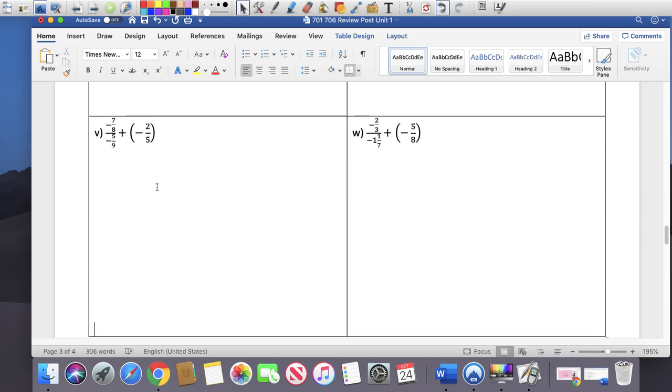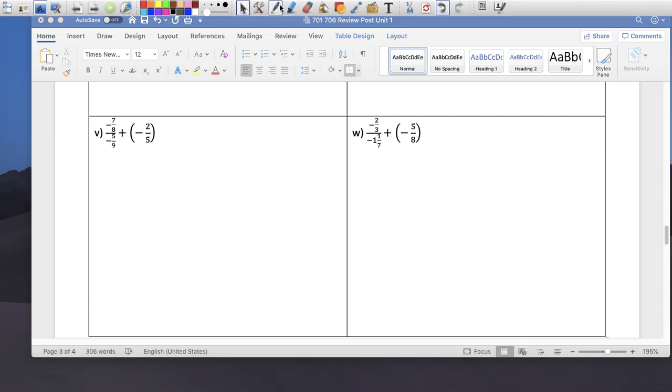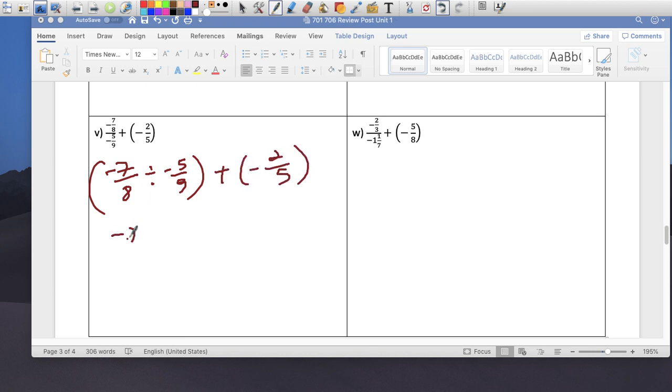And this one, it's a complex fraction. Let's change this a little bit. So I'm going to write negative 7 over 8 divided by negative 5 over 9. I'm just going to change this to this so we can understand. And then plus negative 2 over 5. Negative 7 over 8 times negative 9 over 5, right? Can you simplify anything? No, so negative times negative is a positive, and it's going to be 63 over 40. I'm going to leave it like this because I have to add to this.